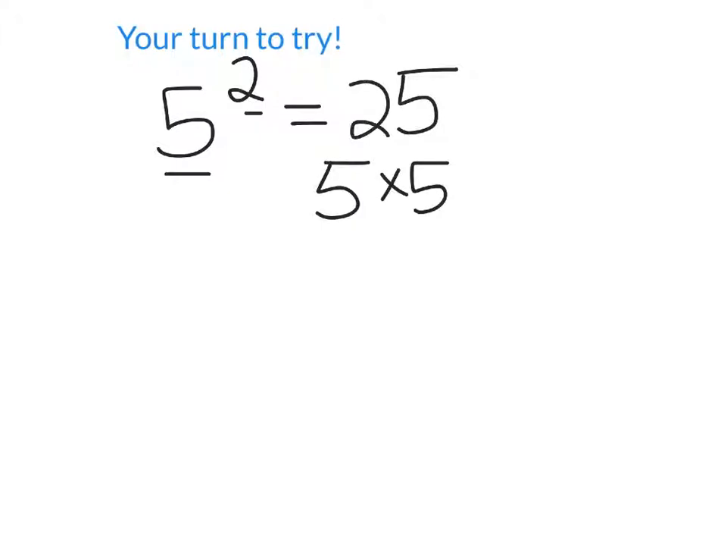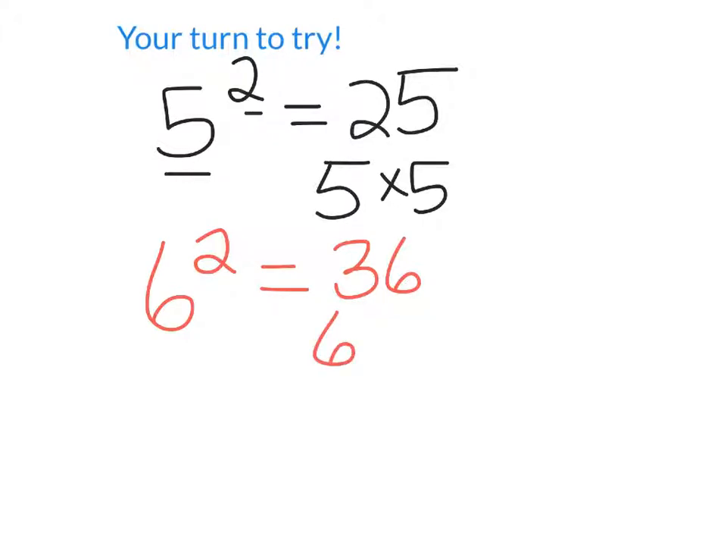Try this one, 6 squared. You should have gotten the answer of 36. If you got 12, it's because you either added 6 to itself or you multiplied 6 times the exponent 2, which is incorrect. Remember, when you see the 6, you're multiplying it by itself, however many times the exponent is. So it would be 6 times 6.